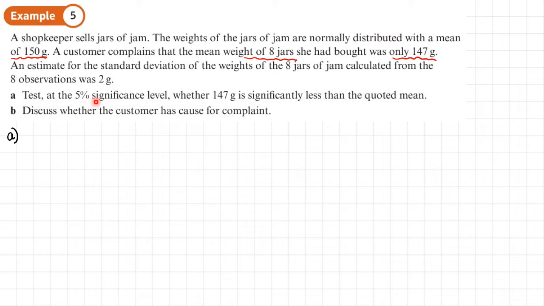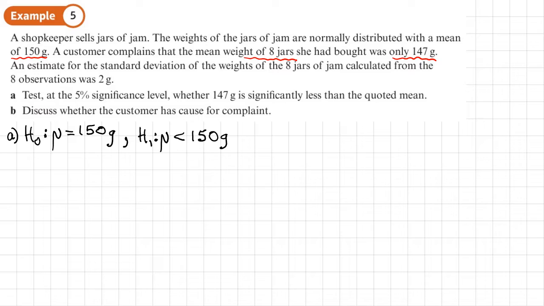So this is where we use the t distribution to help us answer this question. Part A, test at the 5% significance level whether 147 grams is significantly less than the quoted mean. The first thing that we do in any hypothesis test is we write down H0 and H1. H0 is that the population mean hasn't changed, it's 150 grams, and H1 is that the population mean has increased, decreased or changed. Her mean was less than 150, she's complaining that the mean of the population is less, so that'll be less than 150 grams.